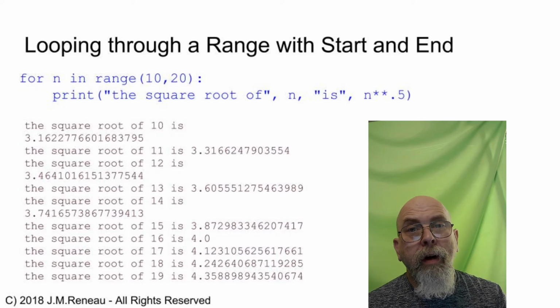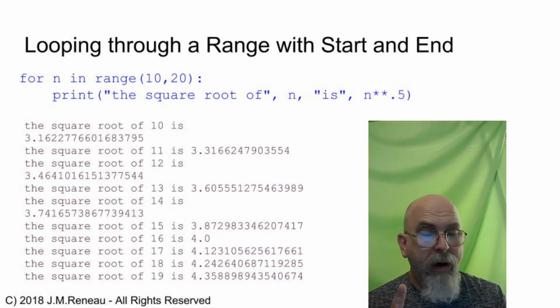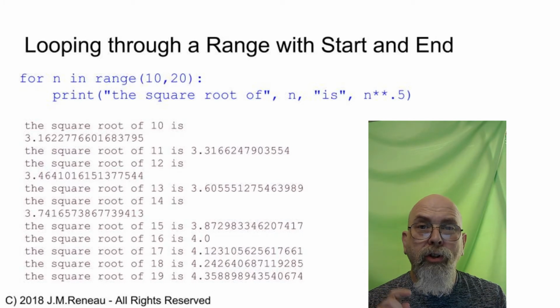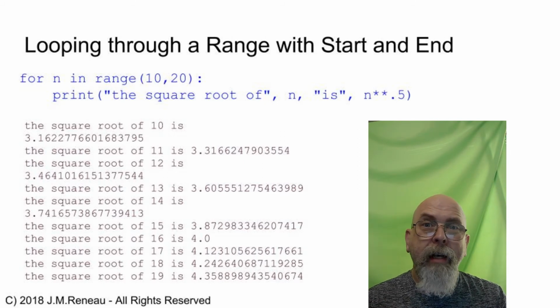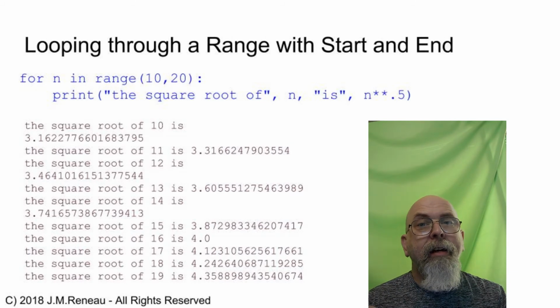Range can also be used with 2 values instead of 1 value, and the 2 values are start and end, where start is the starting value and end is typically 1 larger than the ending value. So you can see that this loop repeats 10 to 20, so it repeats 10 times, to 19, because if you count 10, 11, 12, you can see that we actually loop through 10 times. So range 10, 20 goes from 10 to 19.